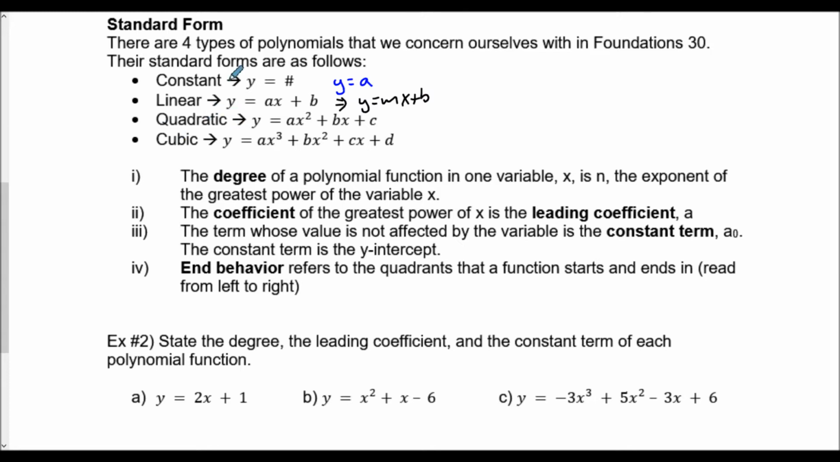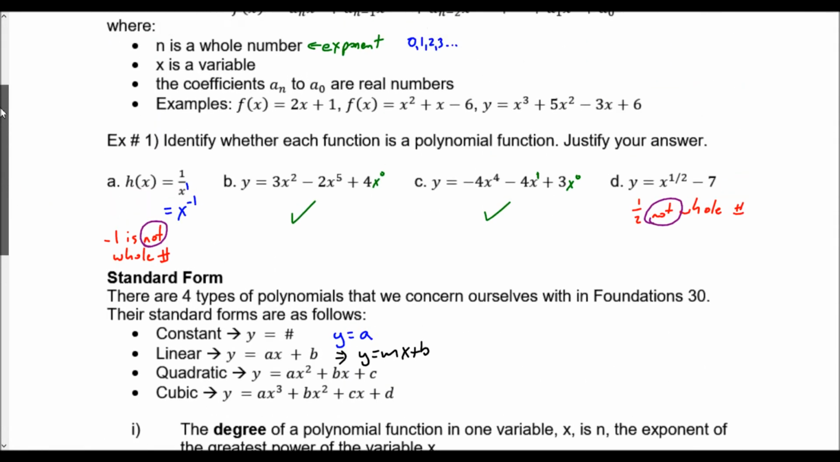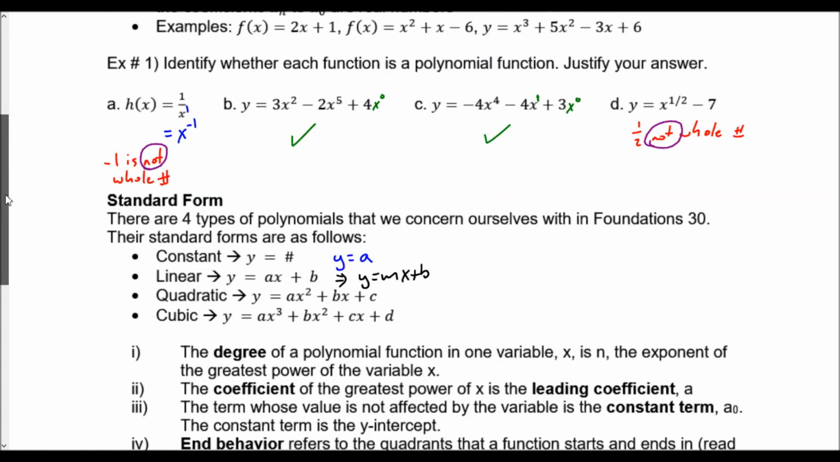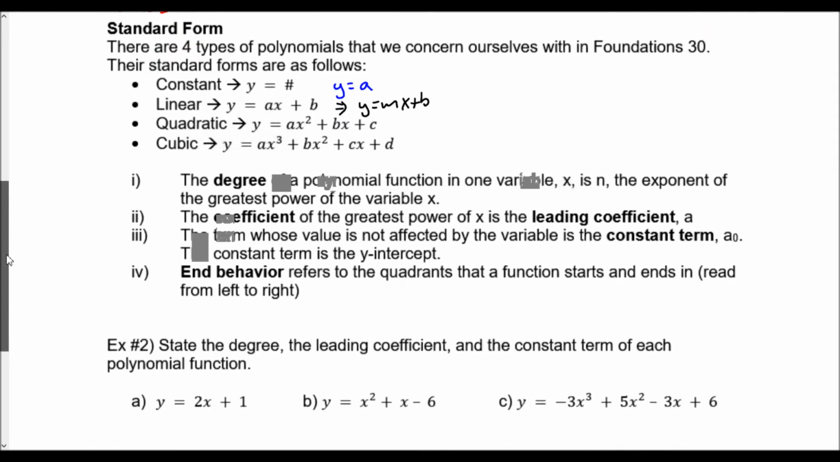A quadratic is what you had done in Foundations 20. And this is the standard form for a quadratic. It's ax squared plus bx plus c. Again, just like the definition of a polynomial, all of our exponents have to be whole numbers, x is a variable, and the coefficients are just some real numbers. So that a, b, and c are some real numbers.